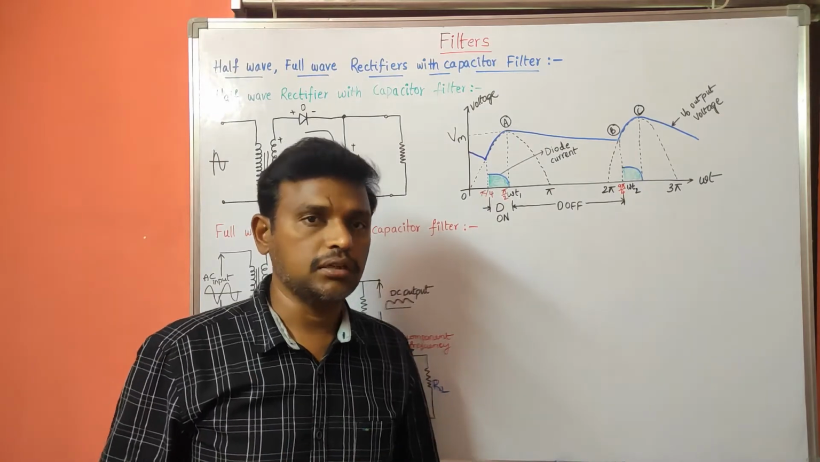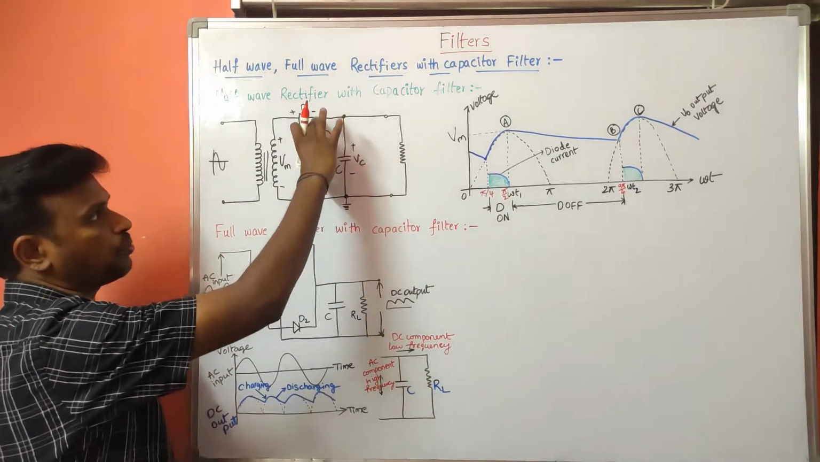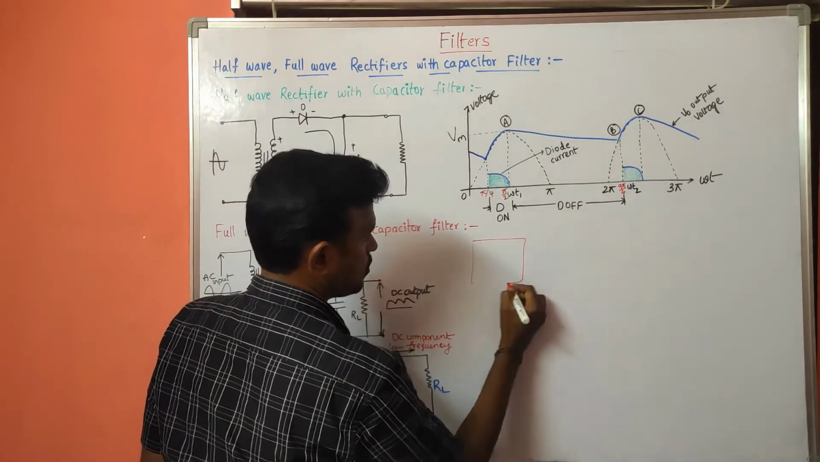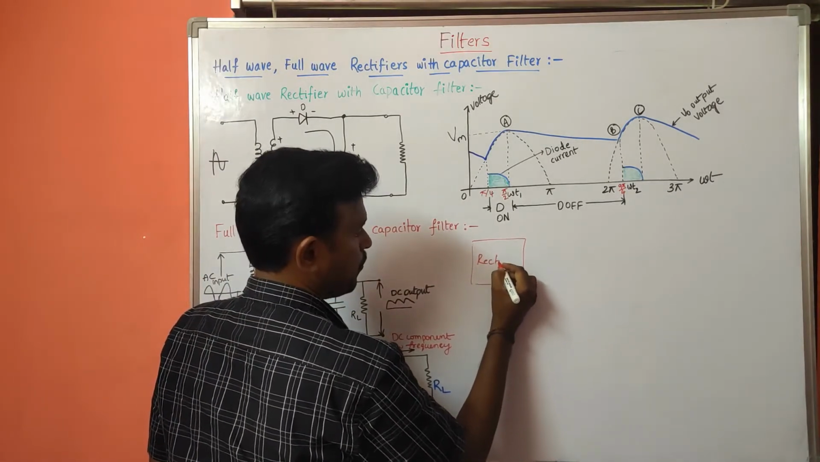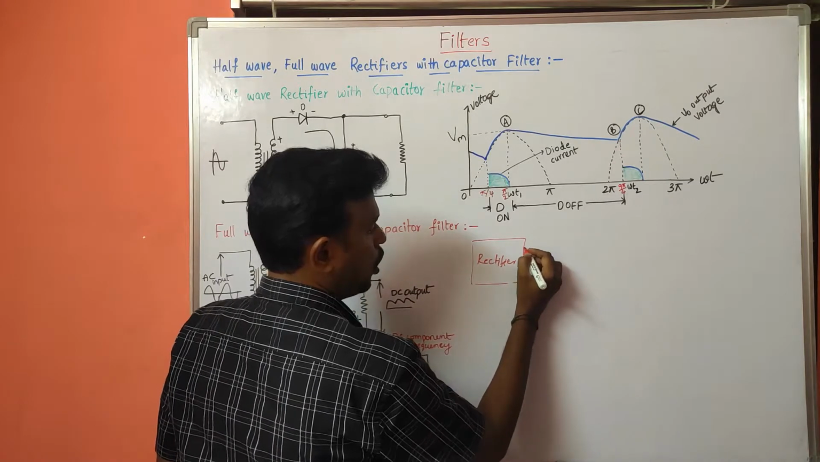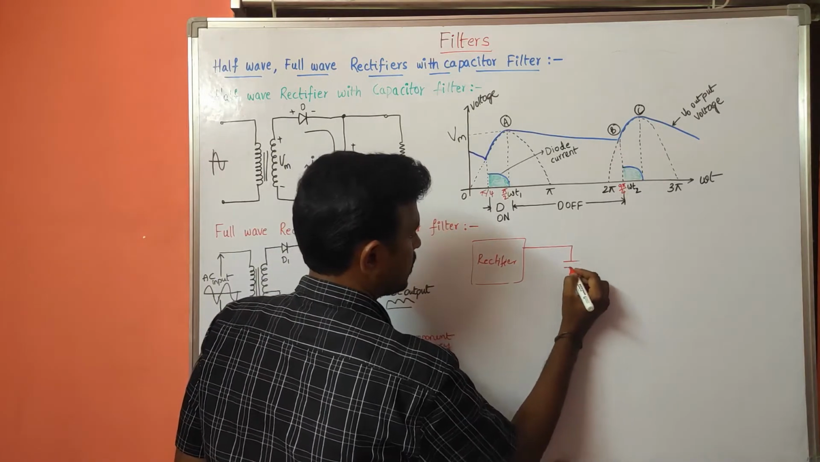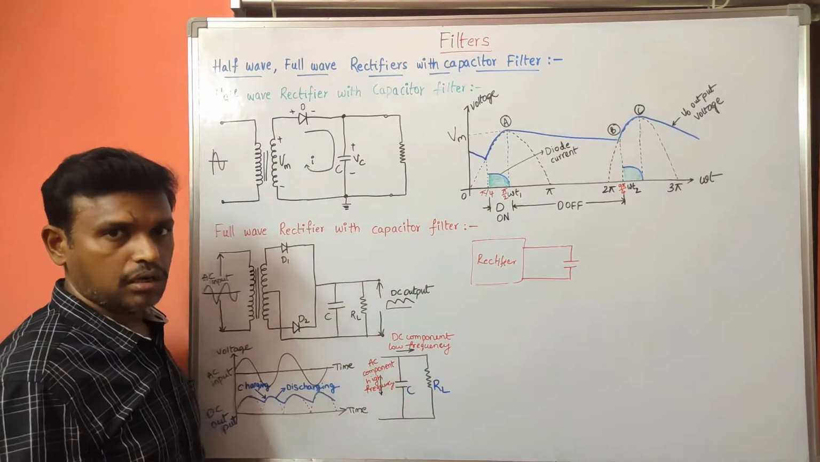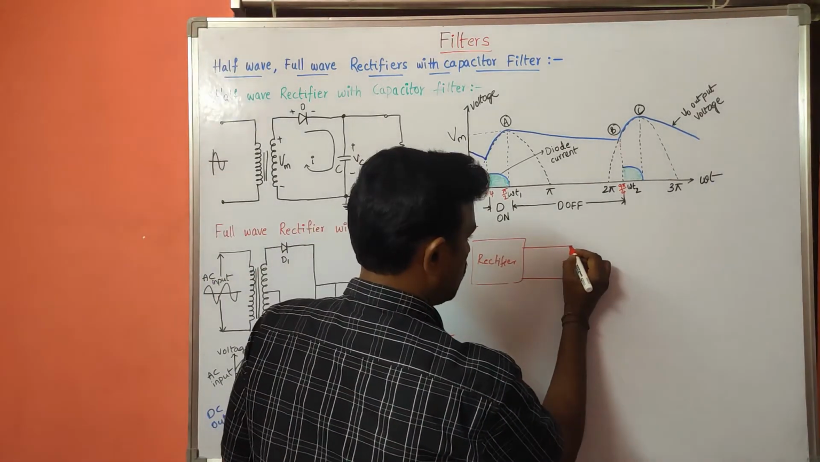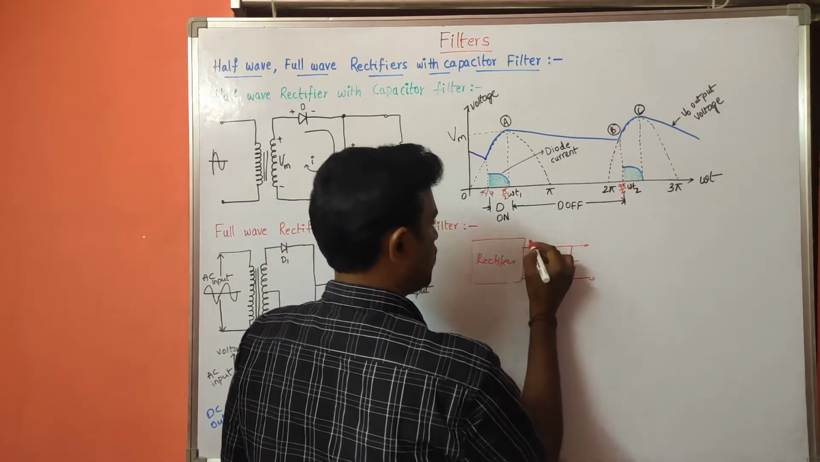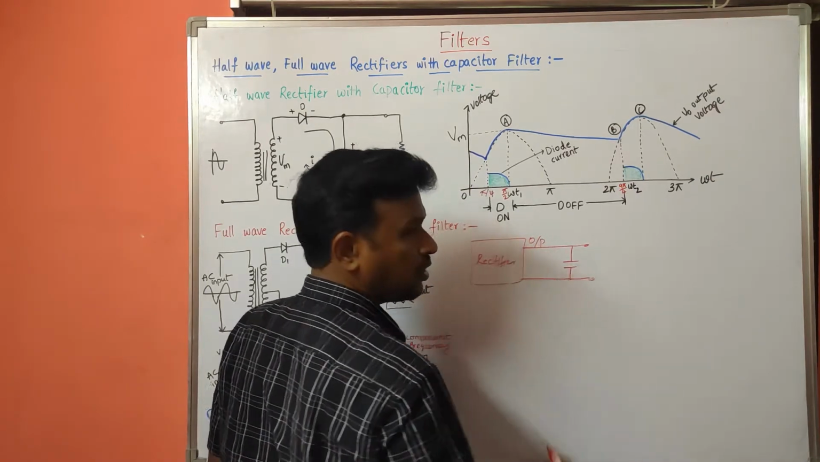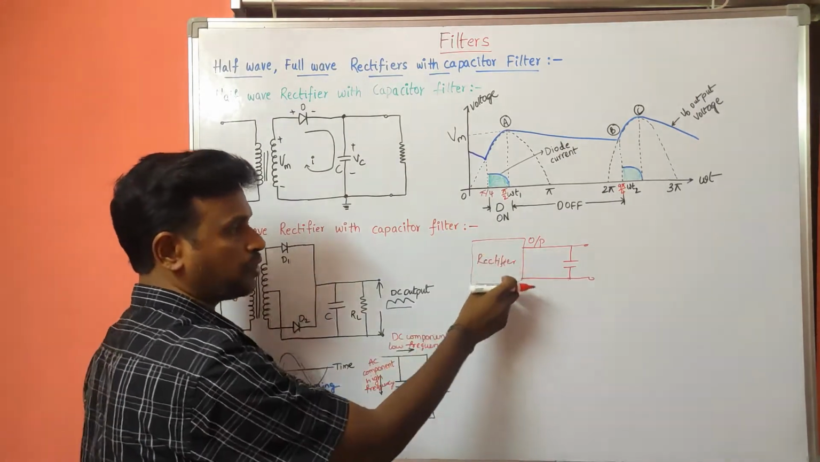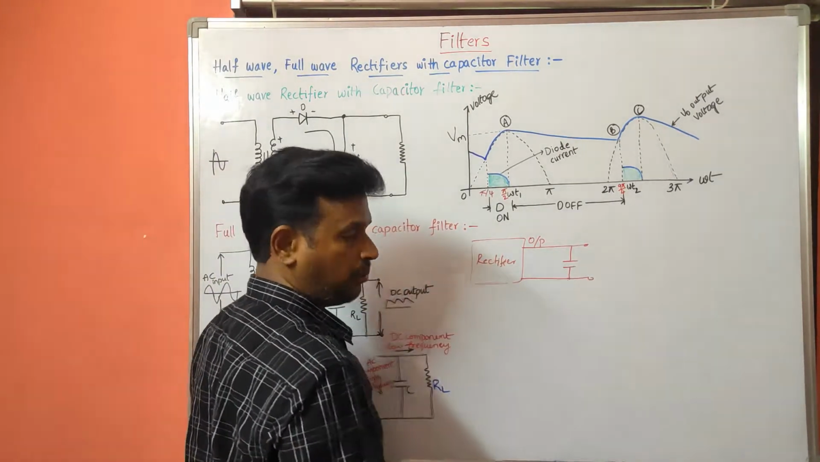We will connect the output of the rectifier. Suppose you consider this one is the rectifier, the output of this rectifier will be connected to the capacitor in parallel. Okay, so this is the output of the rectifier. It may be a half-wave rectifier or full-wave rectifier. So the output of this rectifier is given to the capacitor.